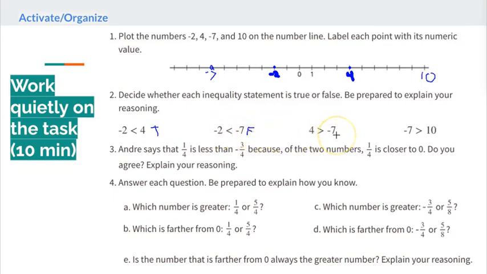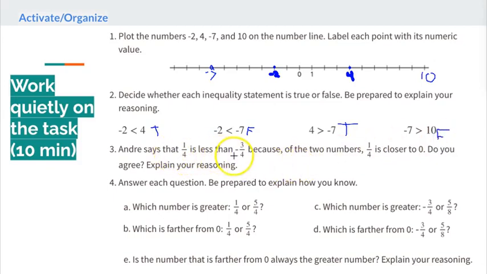4 is greater than negative 7. Oh yeah, that's definitely true. Because look, here's 4 to the right of 0, and then here's negative 7 all the way on the left. And the final one, negative 7 is greater than 10. Yeah, this doesn't even make sense even if this was just 7, does it? Because 7 is less than 10.